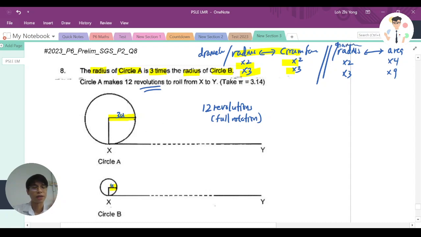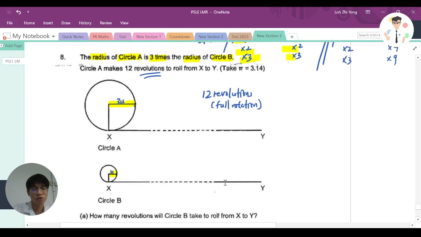Now again, I know that the circumference of circle A is also 3 times the circumference of circle B. You can see, if the circle is big, the rotations they need to travel the same distance will be fewer. If it's smaller, of course, they need to turn more to reach the destination. So the question asks, how many revolutions will circle B take to roll from X to Y?